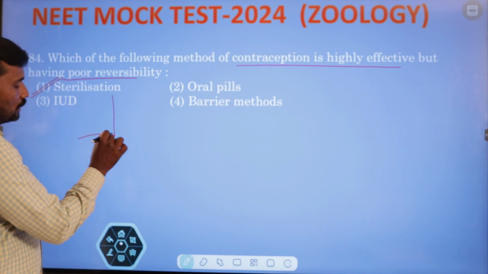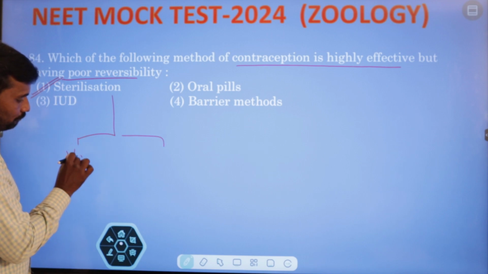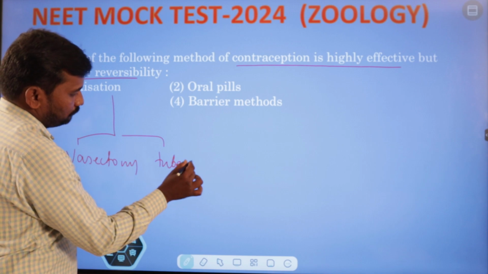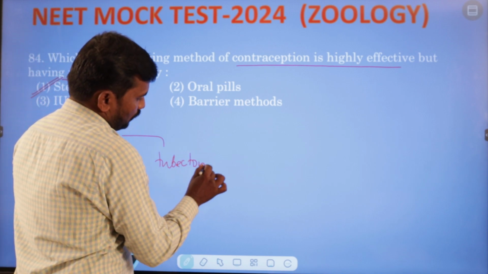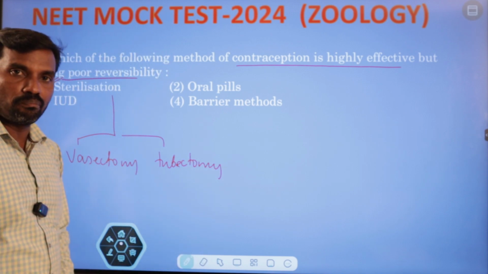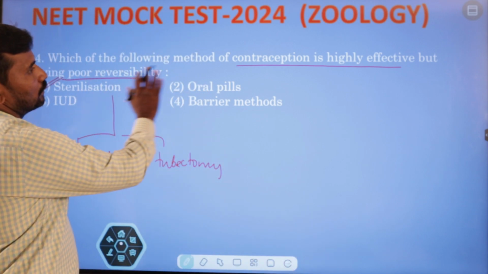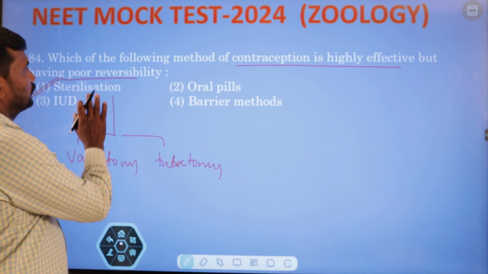Sterilization is of two different types. One is called vasectomy. The second one is called tubectomy. Vasectomy is the sterilization method for males. Tubectomy is the sterilization method for females. So this is very effective but has rather poor reversibility.